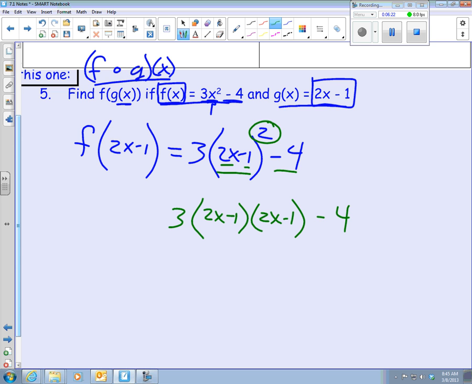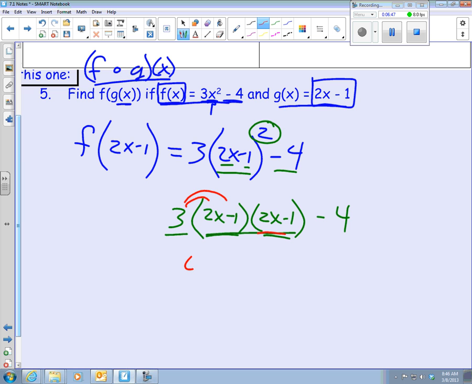A couple different ways you could do this. You could FOIL these two right away. But what I'm going to do is, I'm multiplying 3 things here: 3 times 2x minus 1 times 2x minus 1. I'm going to distribute the 3 first. And I don't do it to both of them, okay? Because it's 3 times 2x minus 1 first, then take that and multiply it by the next 2x minus 1, or the last 2x minus 1.